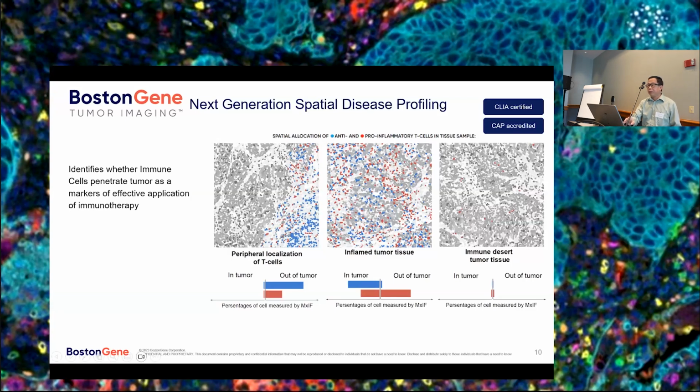So in the middle is a different tissue that has infiltrated immune cells profusely. And the last one is an immune desert, where you barely see any immune cells at all. We all know that in this case, the immunotherapy effect will be totally different. So this is very valuable information.